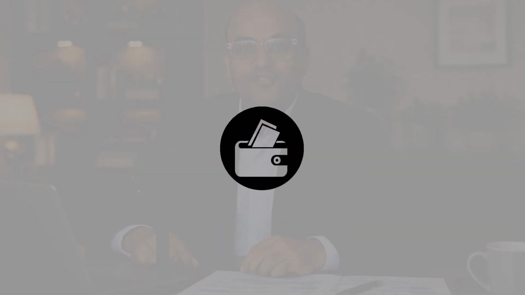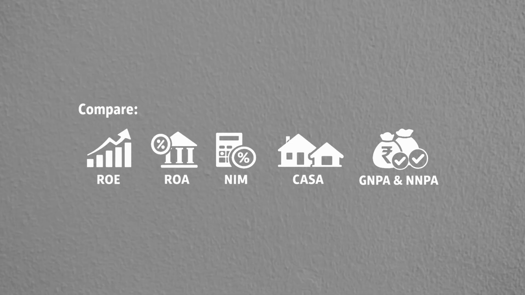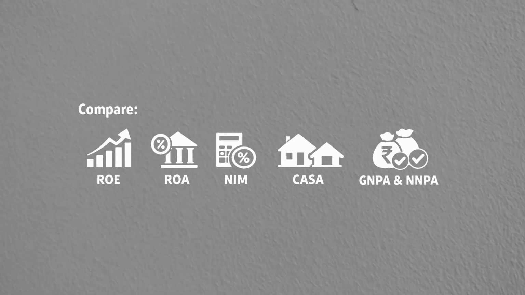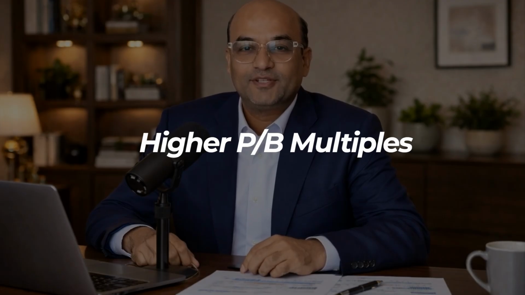Now let's see how to compare banks properly. When comparing banks, don't ask which bank is cheaper. Ask which bank deserves a higher valuation. Compare ROE, ROA, NIM, CASA, NPA and NNPA. Higher quality banks usually deserve higher PB multiples. Lower quality banks should trade at discounts.